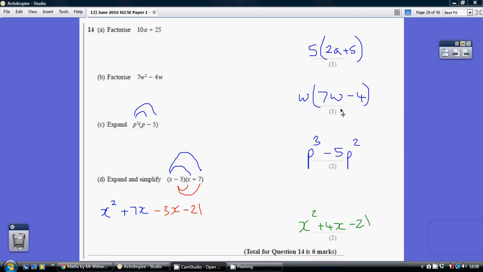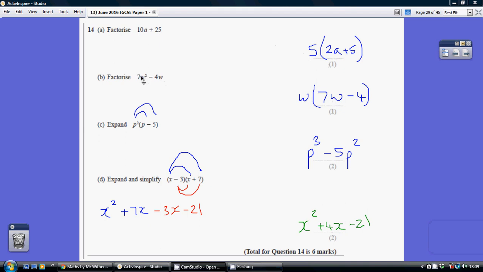Now with part B, same idea, we've got to put the brackets in, but there isn't a factor of 7 and 4. There isn't a number we can take outside the brackets. So the best we can do is take out the most number of w's possible, which is a single w. So taking the w outside the bracket, w times what gives you 7w squared.